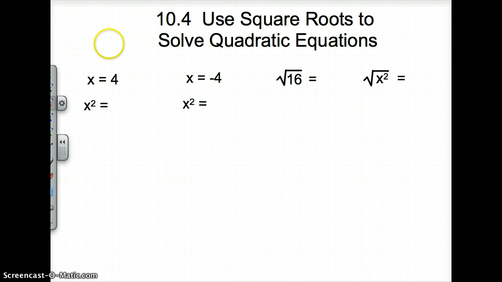Howdy and welcome to section 10.4, use square roots to solve quadratic equations. But before we solve quadratic equations, we are going to begin a little investigation.